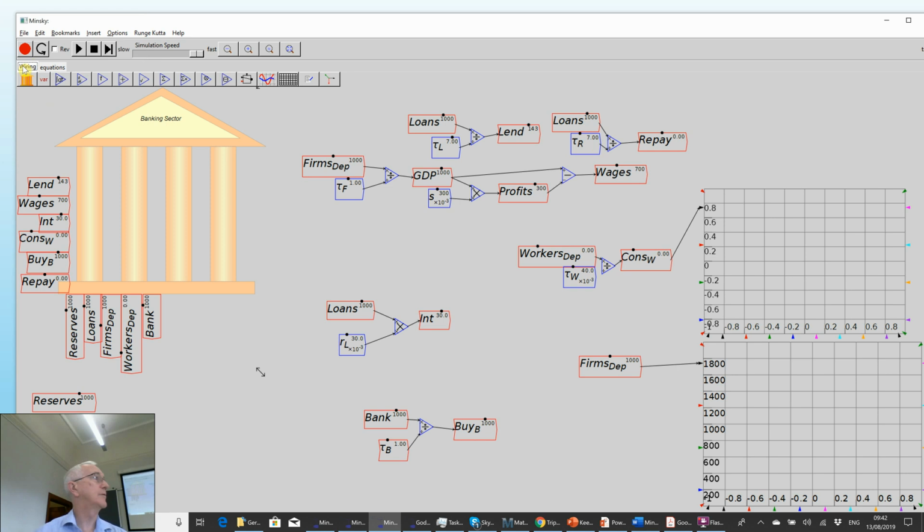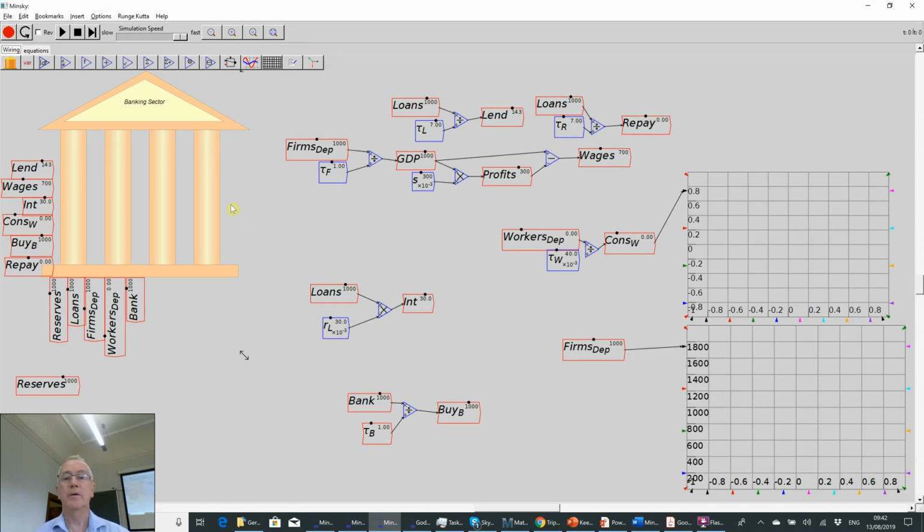You forgot to connect the tau workers to the... Oh, I've got workers' deposit matched. Oh, yes, you're right. Thank you. Okay, good. So there's consumption by workers. Just look at those two accounts and see what happens with the model.